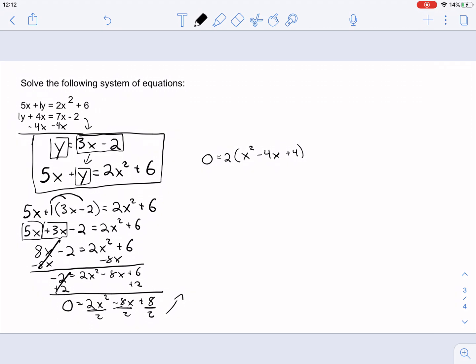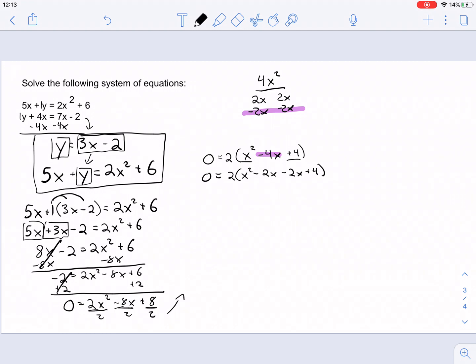Now I'm going to do my AC method. When I multiply the first and the last, I get 4x squared. I can use 2x and 2x, or negative 2x and negative 2x. I notice that negative 2x and negative 2x combine to give me negative 4x. So I can rewrite this as x squared minus 2x minus 2x plus 4. Now I can factor by grouping.